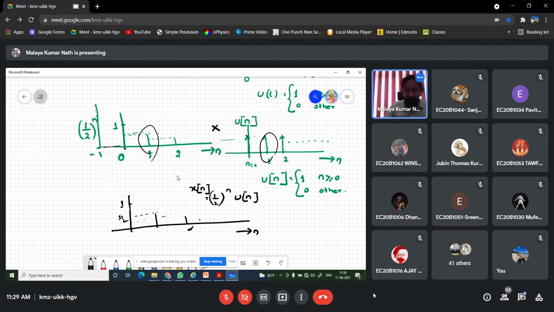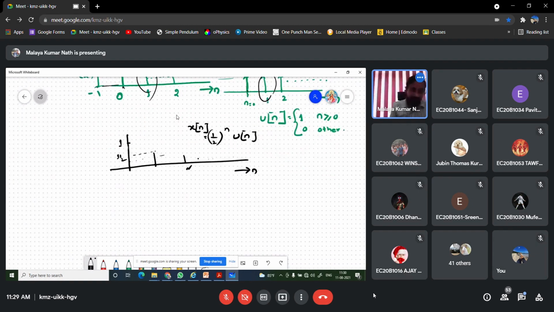Now we have to calculate the energy as well as the power of the signal. What is the energy of a signal in the discrete domain? Just now I told you the energy of a signal in the discrete domain can be represented by summation n equal to minus infinity to infinity of x of n whole square, right? So now you just see what x of n is. x of n is a signal which is nothing but half to the power n u of n, and this is only existing from n equal to 0 to infinity.